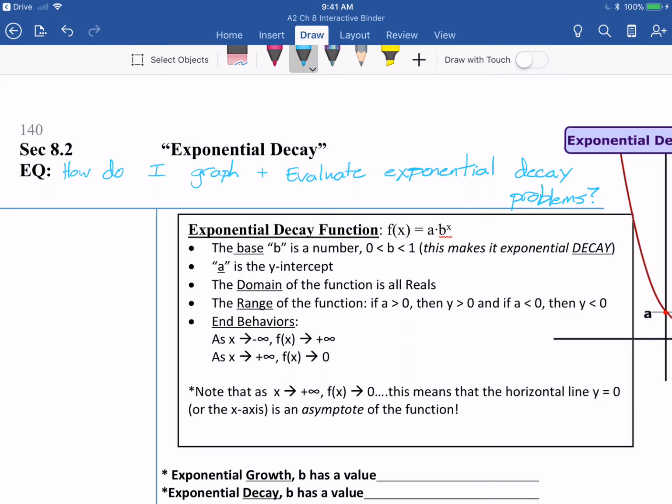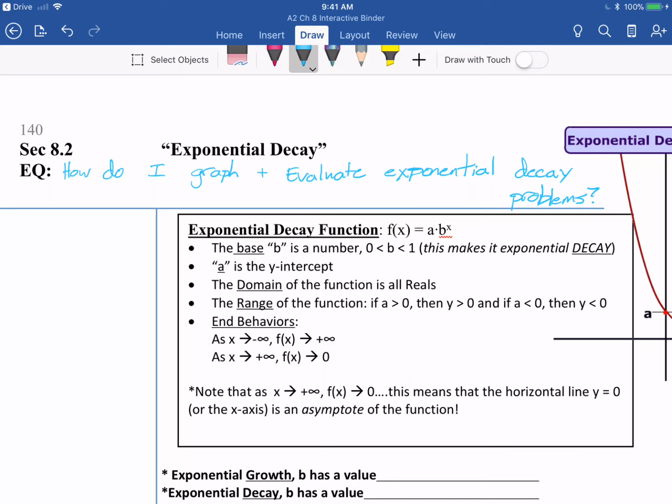So again, here we're looking at section 8.2, which is exponential decay. We've talked a lot about exponential growth in the last couple days, and now we're moving into exponential decay, which is really a lot similar to how we actually do the exponential growth problems, but they do look a lot different. So there's a lot of things in life that decay exponentially.